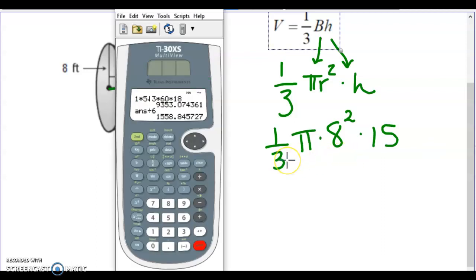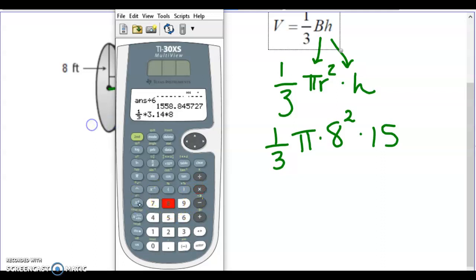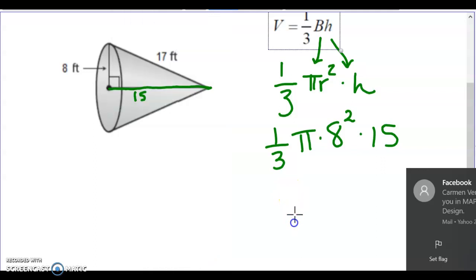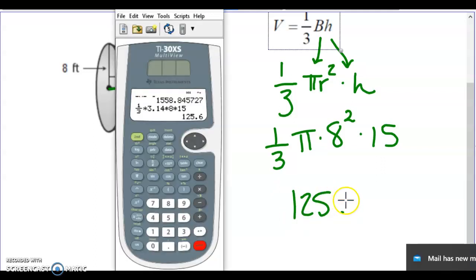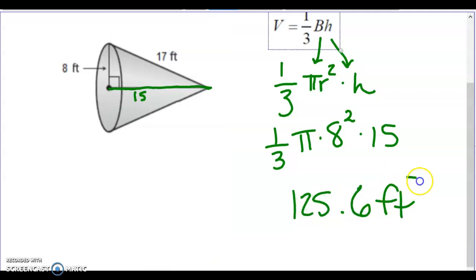Okay, so we're going to type all that in. So 1/3 times 3.14 times 8 squared times 15, and we get our answer, 125.6 feet cubed.